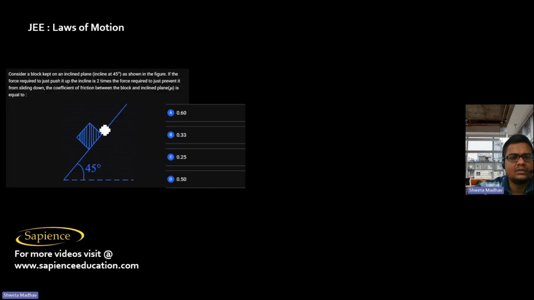Then here it is told, consider a block kept on an inclined plane, inclined at an angle of 45 degrees as shown in the figure. If the force required to push it up the incline is 2 times the force required to just prevent it from sliding down, the coefficient of friction between the block and the inclined plane mu is equal to.